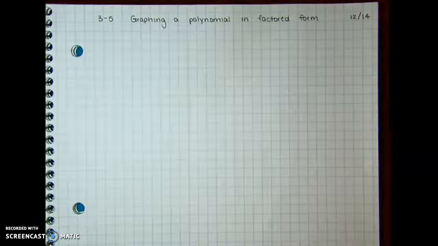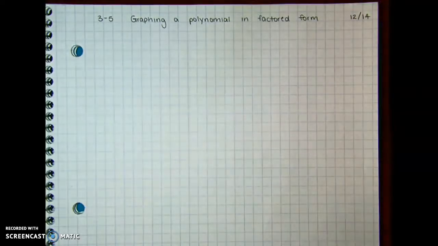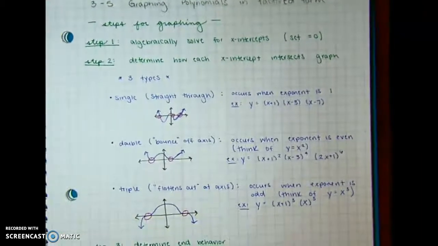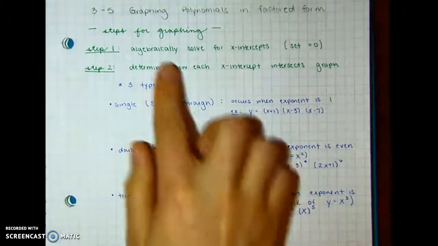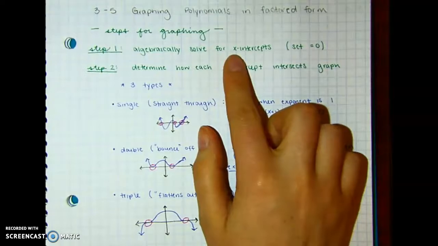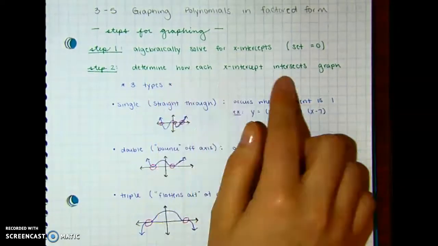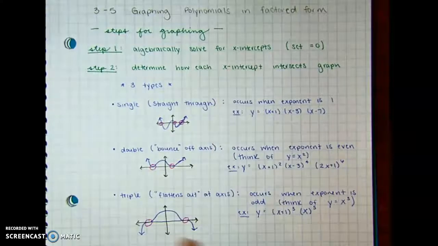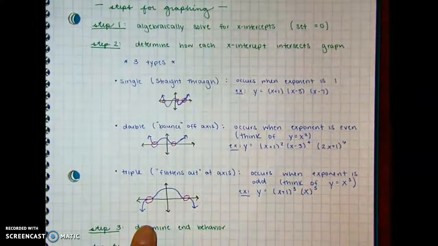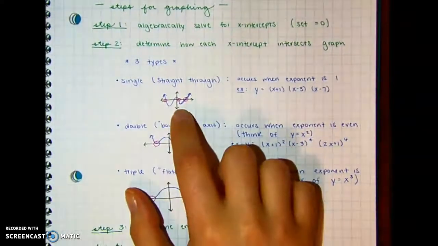Hey Algebra 2 Lab, in this video I'm going to be going over section 3.5, which is graphing a polynomial in factored form. In our last live class we went over the steps. First, solve for your x-intercepts, and then determine how each x-intercept intersects the graph.